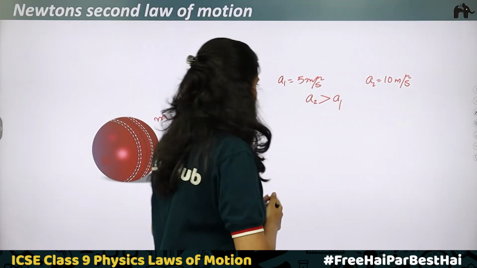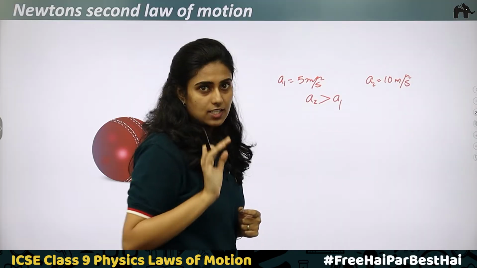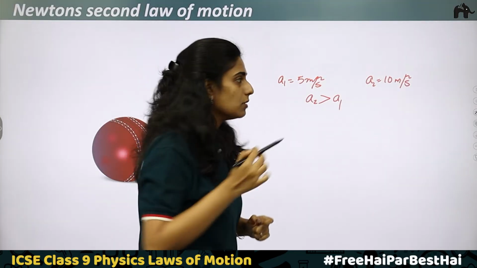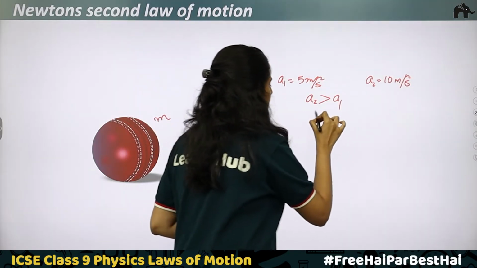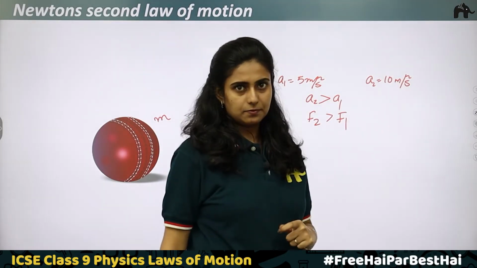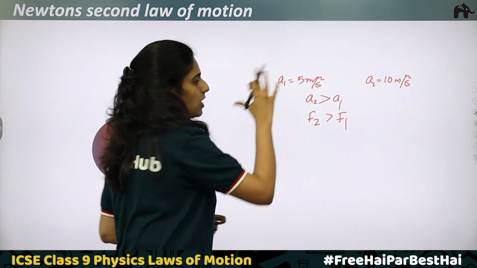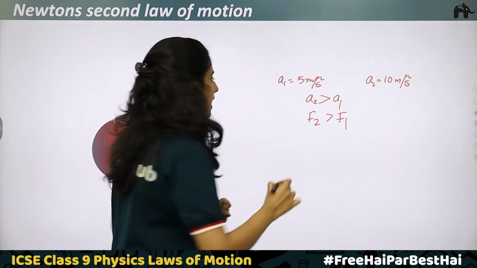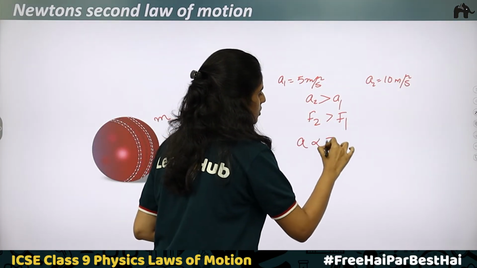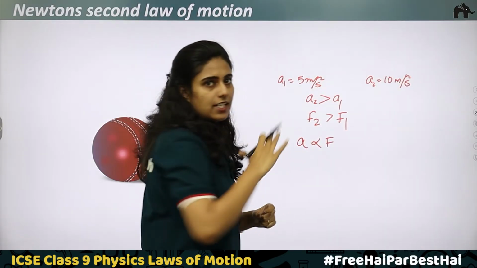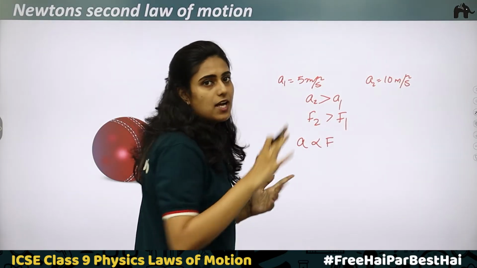What do you understand from this? The acceleration will be greater only when the force applied on the ball is greater, which means F2 will be greater than F1. To produce more acceleration, more force should be applied. From this, we can conclude that acceleration and force are directly proportional. When force increases, acceleration increases for a body of mass m.